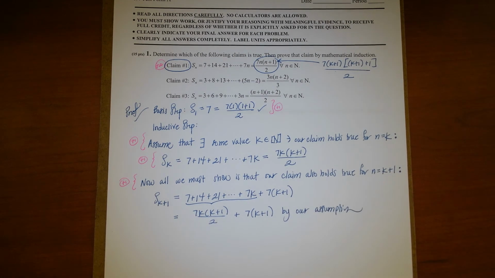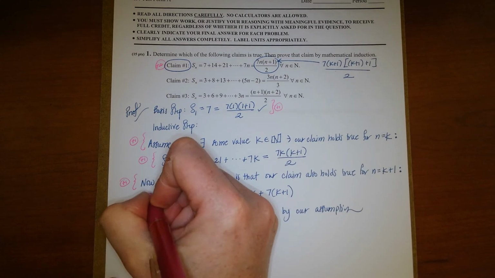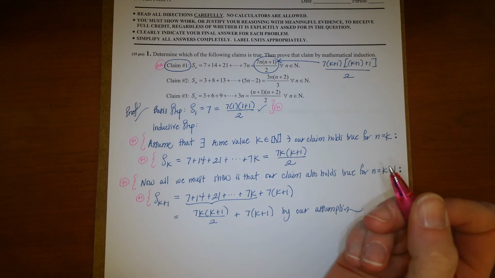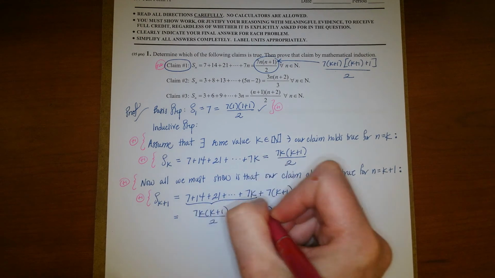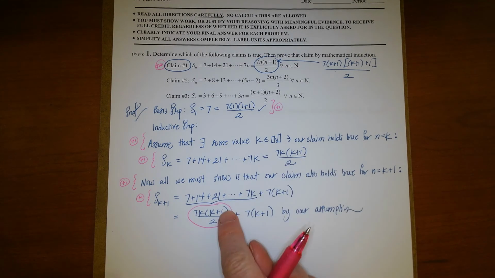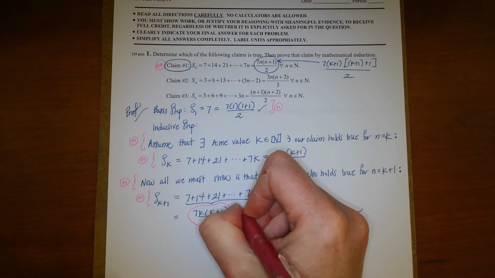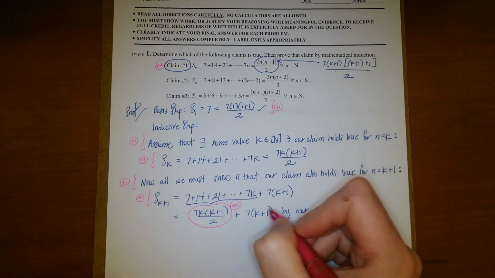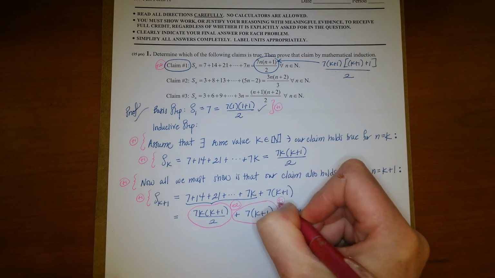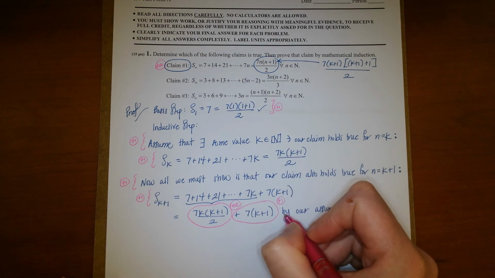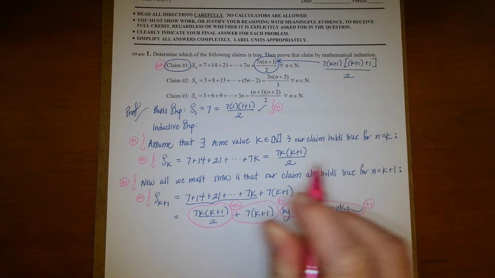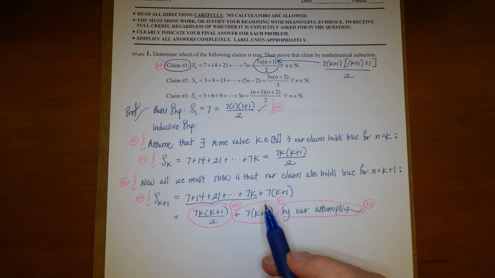Okay, so some points. One point for just the term-by-term expansion of S sub k plus 1. 2 points for swapping in this formula for the first k terms. That's an important step right there. 1 point for also bringing down the k plus 1 term. And 1 point for saying by our assumption. So that line is a pretty important piece in your proof.